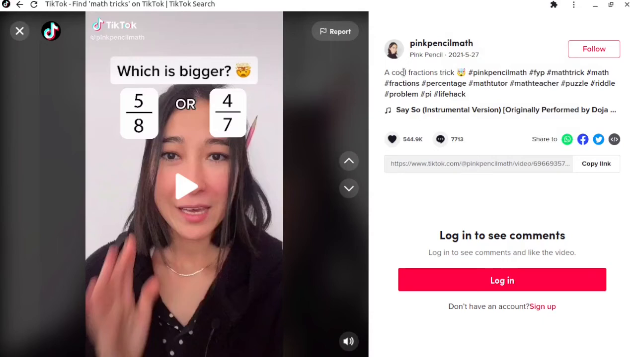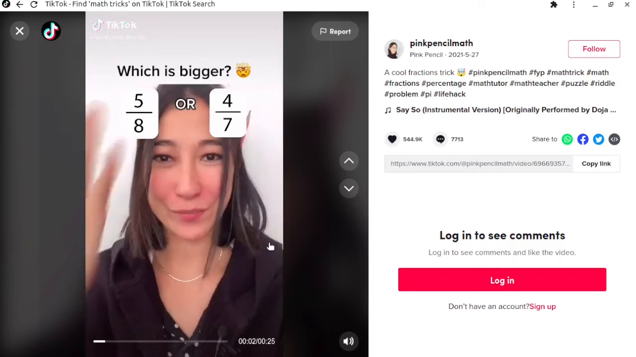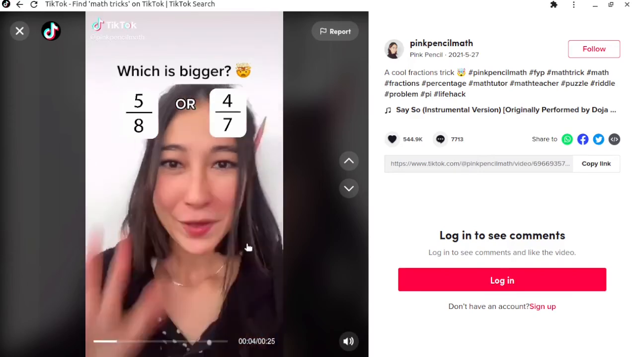Here's another one from Pink Pencil Math. Here we're comparing 5/8 and 4/7 to see which one's bigger. All right. If I asked you which one of these two numbers is bigger, could you tell me in 3 seconds? Here's a simple trick.